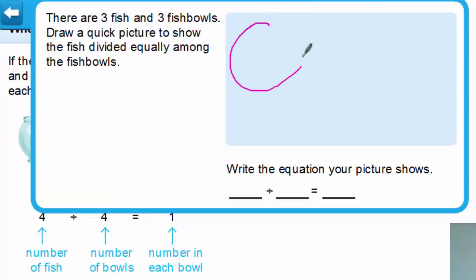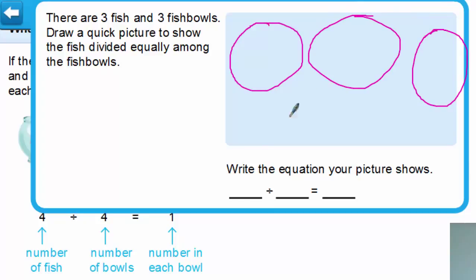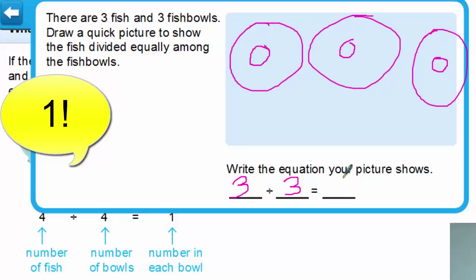So here we go. We have 3 fish bowls. 1, 2, that's a big fish bowl. Let's make a smaller fish bowl. 3. Now we have 3 fishies. 1 fish there, 1 fish there, 1 fish here. We have 3 fish divided into 3 equal groups, 3 fish bowls. How many in each fish bowl? That's right, 1 in each fish bowl.